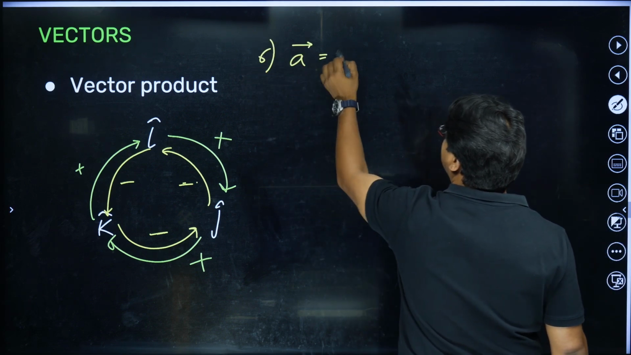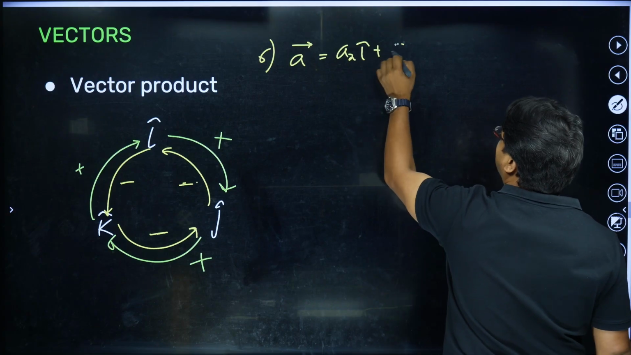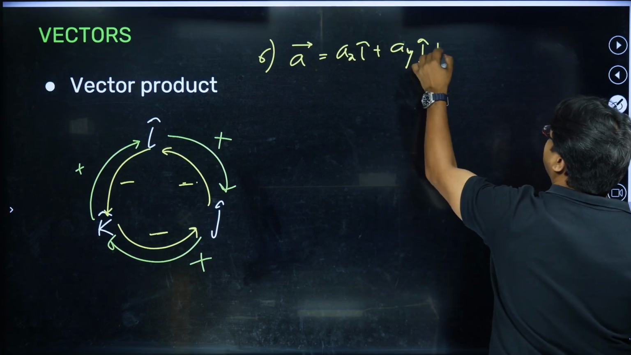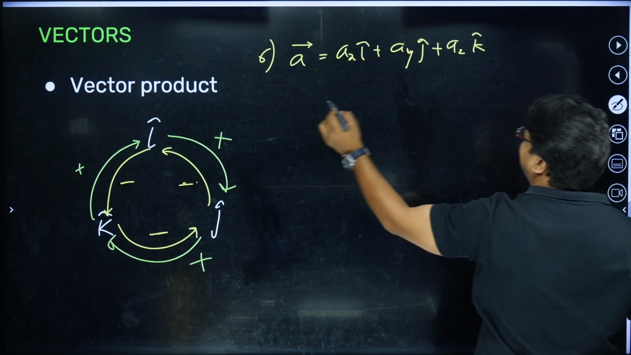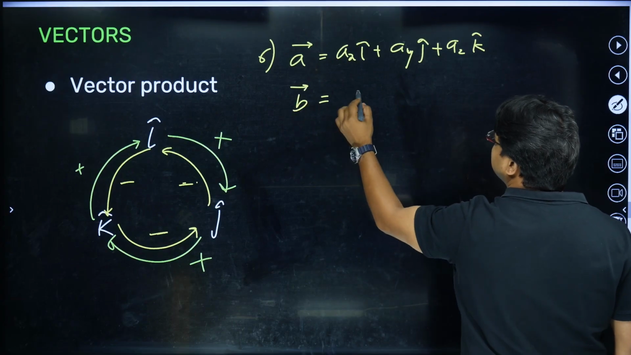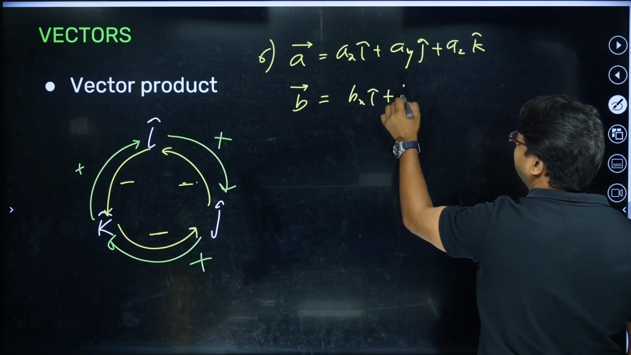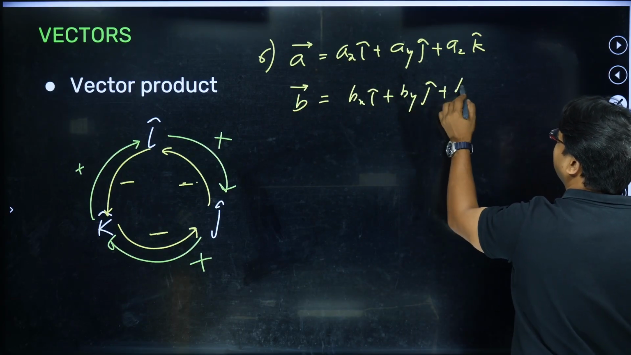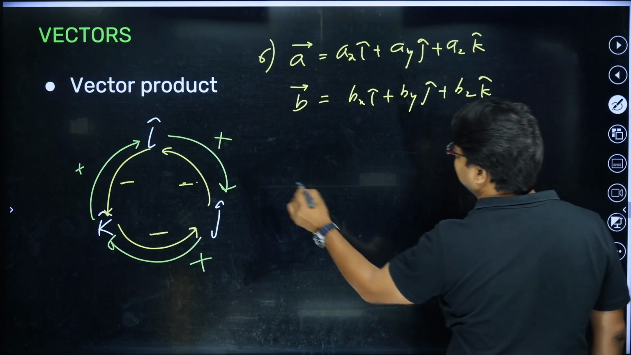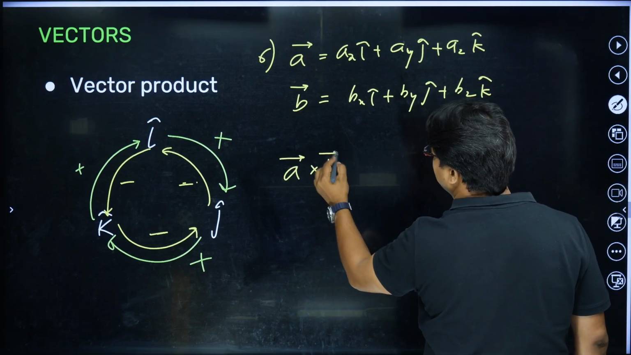Suppose a vector is written as ax I cap plus ay j cap plus az k cap, and b vector is written as bx I cap plus by j cap plus bz k cap, and then we have been asked to calculate a cross b.